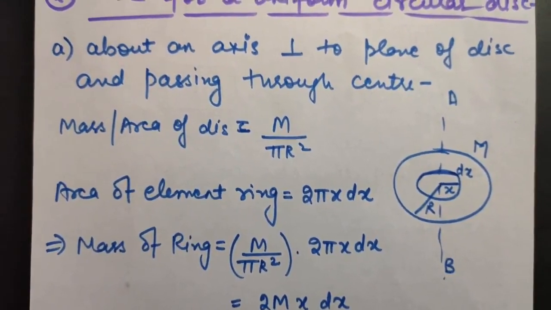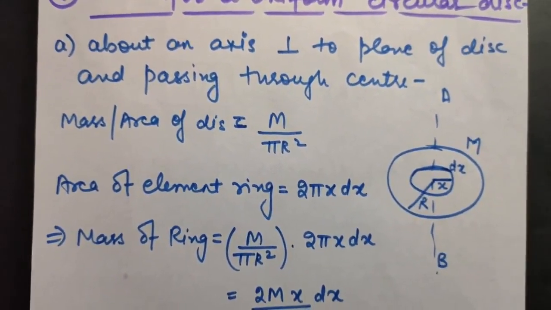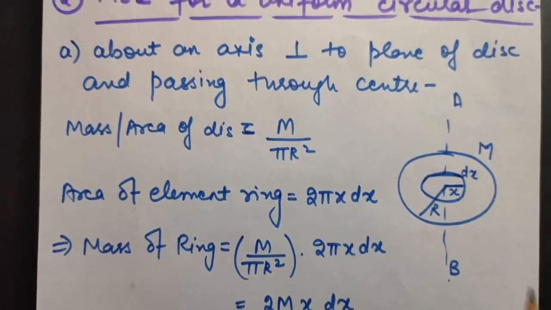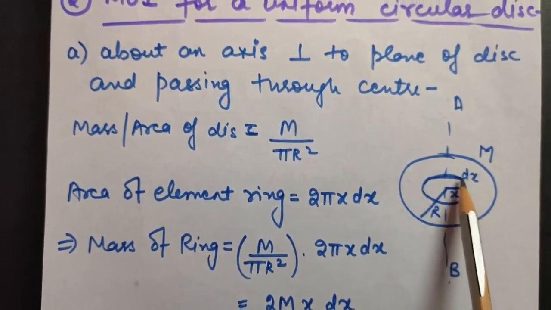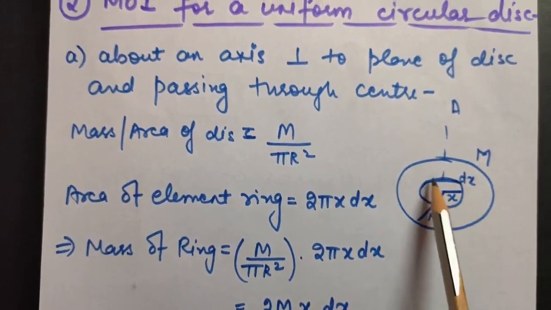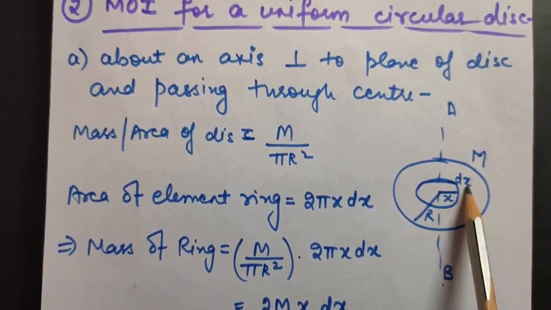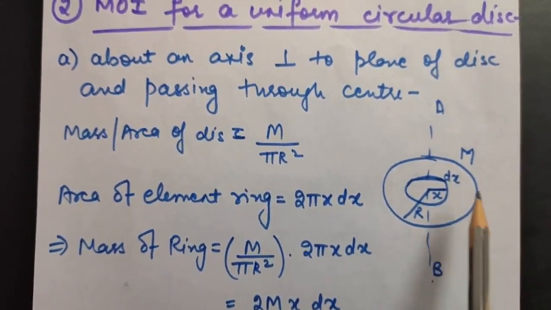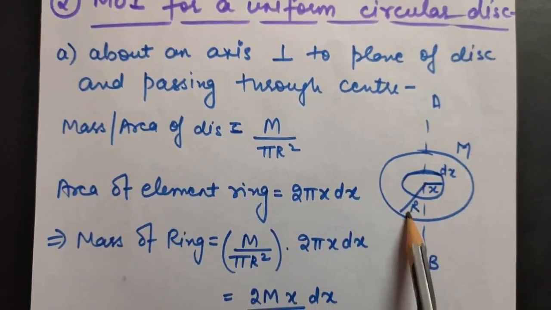The first step was to choose an element. Because this is a disc, for example, a plate is also a disc, in this disc we will consider an element to be a ring. So I have chosen a ring as an element whose radius is x and thickness is dx. Let us suppose the mass of this disc is capital M and the radius of the disc is capital R.